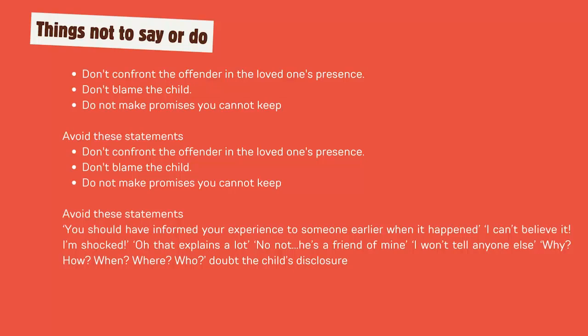Things not to say or do. Don't confront the offender in the presence of loved ones. Don't blame the child. Do not make promises you cannot keep. Avoid these statements: You should have told someone earlier when it happened. I cannot believe it. I am shocked. Oh, that explains a lot. No, he is a friend of mine. I won't tell anyone else. Why? How? When? Where? Who? Do not doubt the child's disclosure.